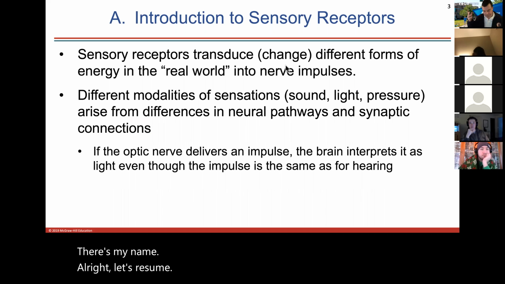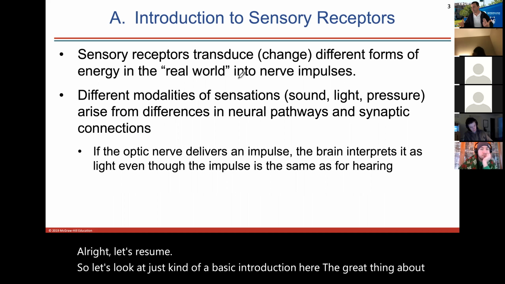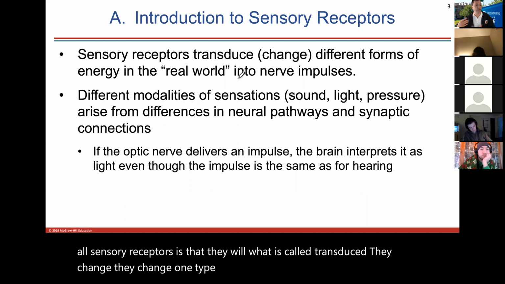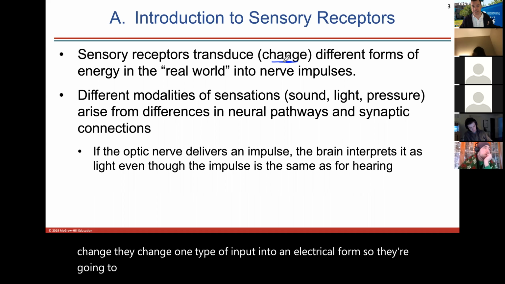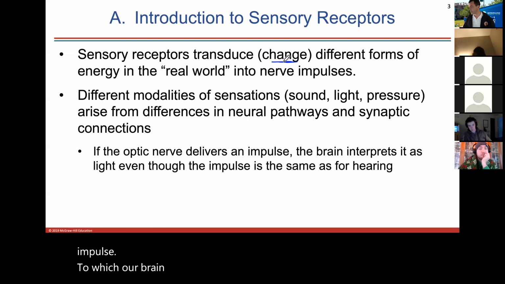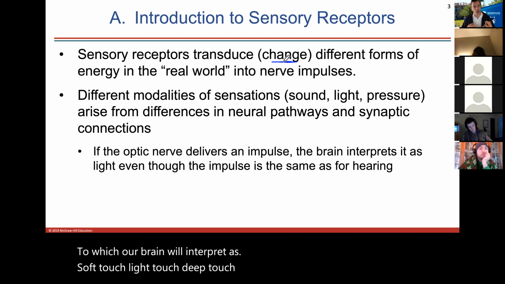So let's look at a basic introduction here. The great thing about all sensory receptors is that they will transduce. They change one type of input into an electrical form. They're going to transduce, changing mechanical touch into a nerve impulse, which our brain will interpret as soft touch, light touch, deep touch, vibration, a whole number of various different mechanical types of inputs.